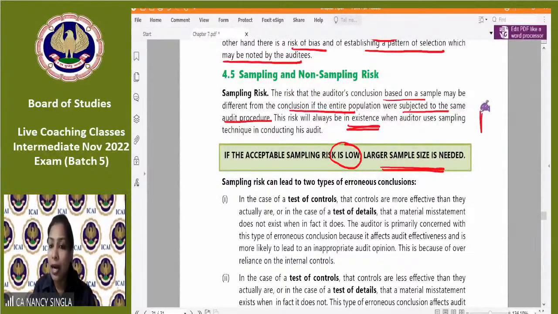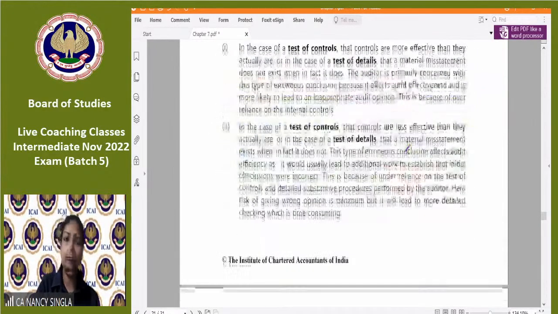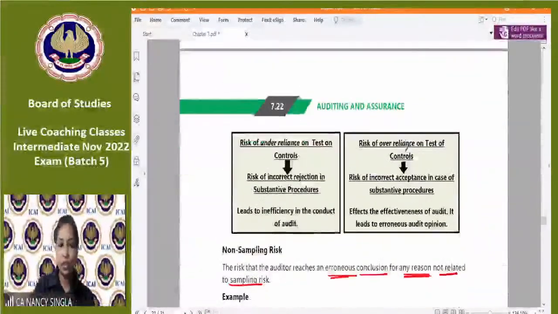Why? Because a larger sample will be more representative of the entire population. ज्यादा से ज्यादा checking करोगे तभी तो sampling risk थोड़ा सा कम हो जाएगा. Like sample तो लेना है, but maximum possible you take the larger sample size. It can give two erroneous conclusions. What are these? Under reliance on test of controls.